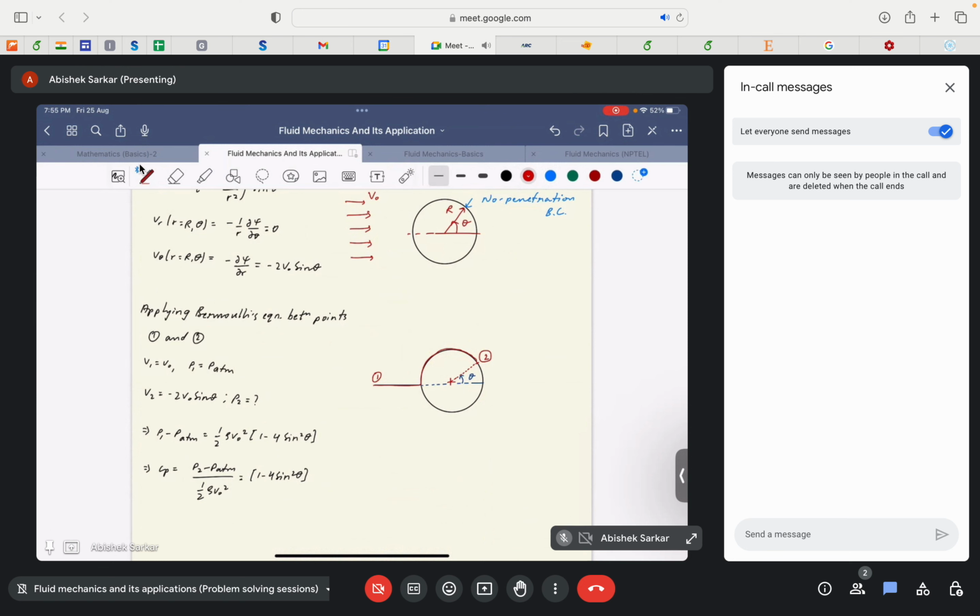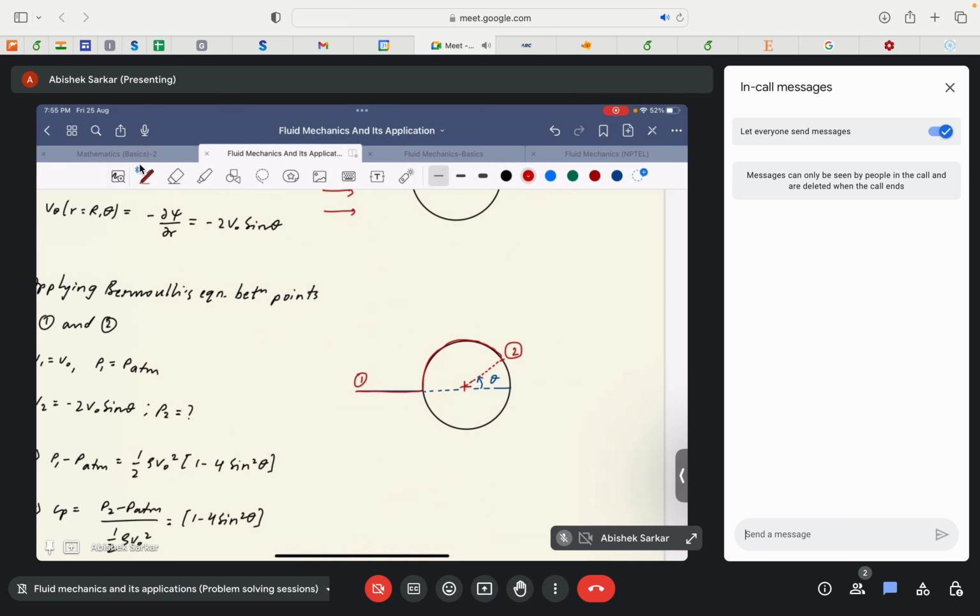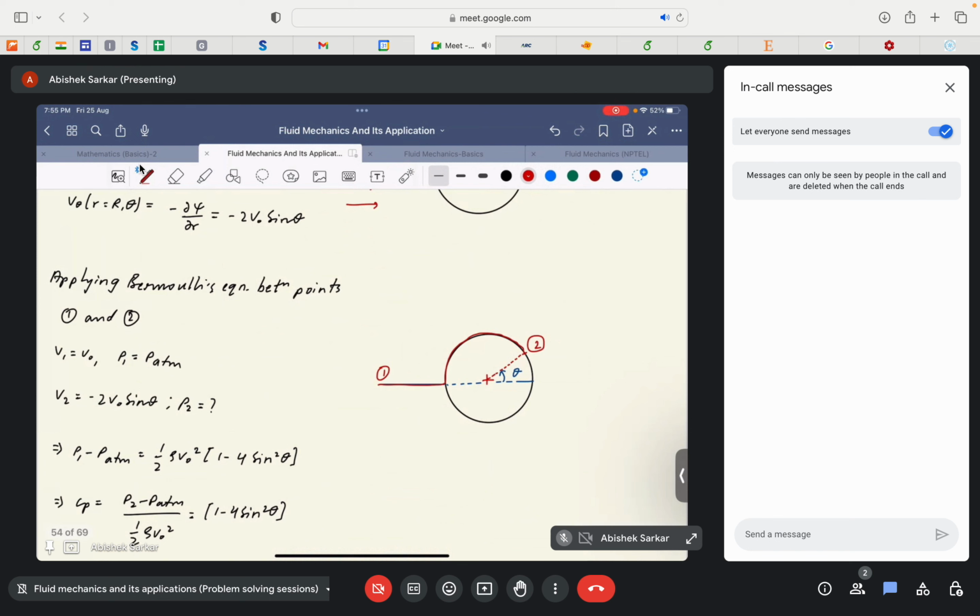So if this red line represents a streamline in the flow field, let me zoom it a bit. It seems quite close, but just for the sake of saving space, I have drawn point 1 quite close to the surface of the cylinder. Ideally, this point can be taken a bit further, where the disturbance generated by the surface of the cylinder is not felt by the flow field, so the flow basically remains uniform at a distance quite far from the surface of the cylinder.